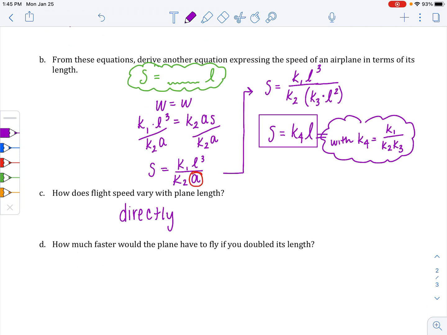Now we have to look at our equation again from the beginning. How much faster would the plane fly if you doubled its length? If you doubled this length, so timesed it by 2, what would happen to the speed? If this side is times 2, the left side would also have to be times 2. So how much faster? It would be doubled, because it is directly, there's no power. Whatever happens on the right needs to happen on the left.